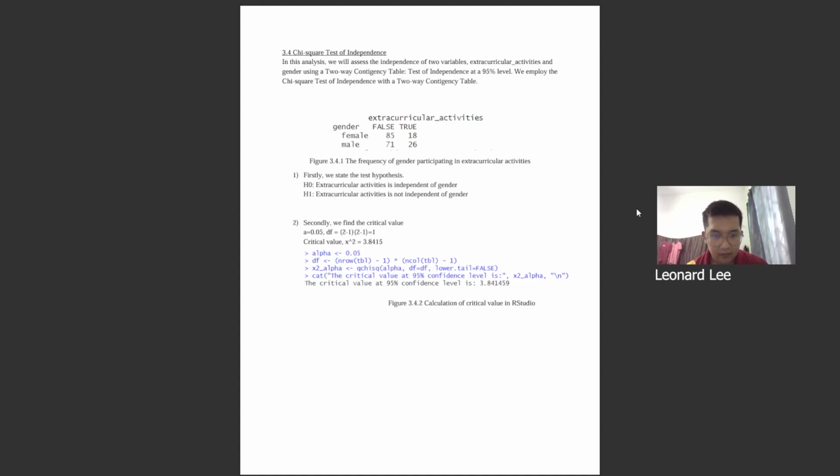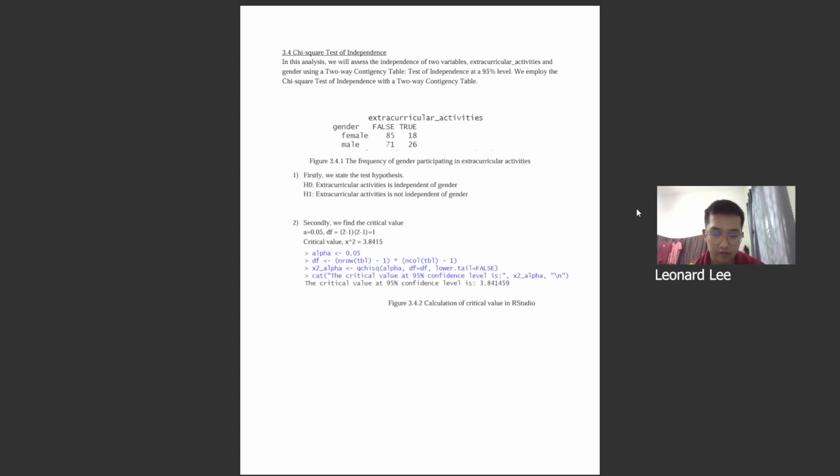Firstly, we have to state the hypothesis. Our null hypothesis is that extracurricular activities is independent of gender, and our alternative hypothesis is that extracurricular activities is not independent of gender. Right now we have to find the critical value. Since we are using a 95% confidence level, our alpha will be 0.05, and we have to find the degree of freedom.